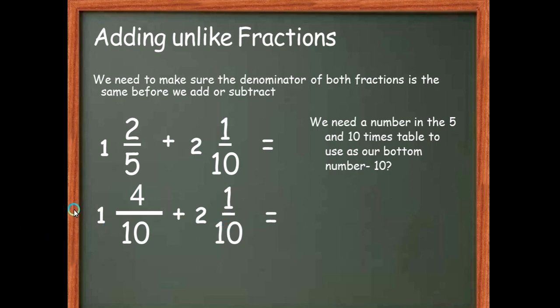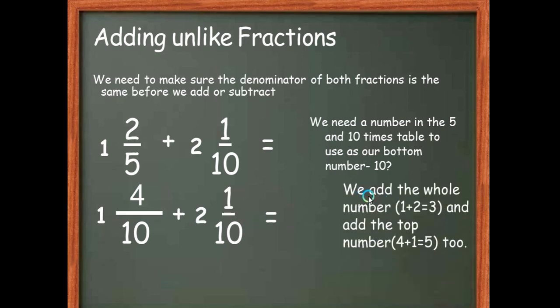So the next thing we're going to do is add our whole number. 1 plus 2 will give us 3. And the top number, 4 plus 1 will give us 5. So our answer is going to be 3 whole number, 5 over 10.